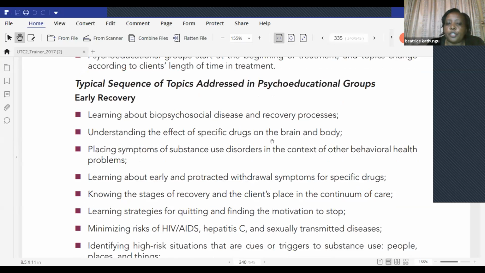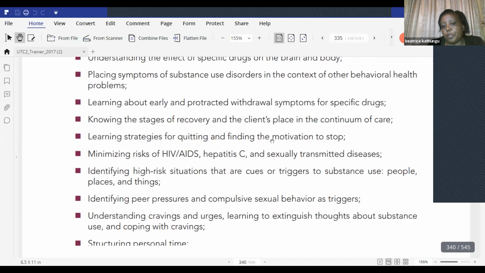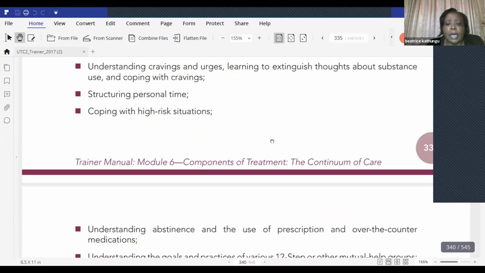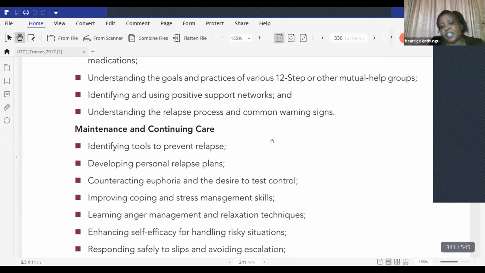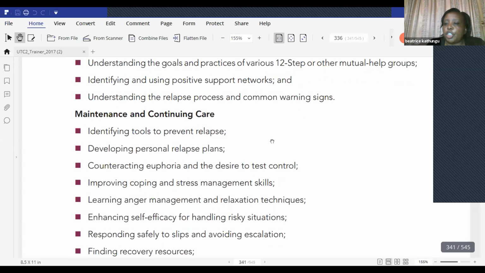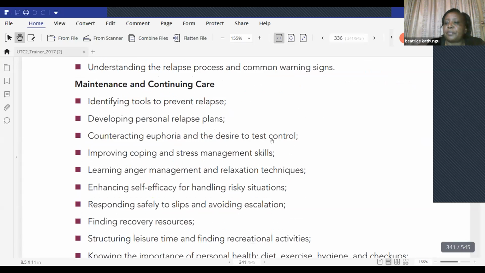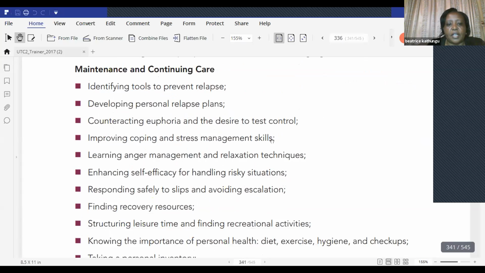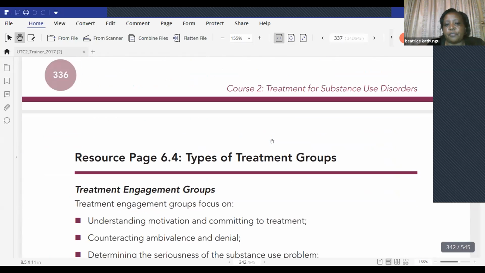So you can look at all the challenges you have in your center and see how you can address them through a psychoeducational approach. Now, they can do them at different stages. Like you can see in the early stages of recovery, there are the topics to cover. At the stage when they're coming towards the end of the program, relapse prevention. In terms of continuing care, when they're ending their program, there are also many topics that you can cover. That's what resource page 6.5 is.